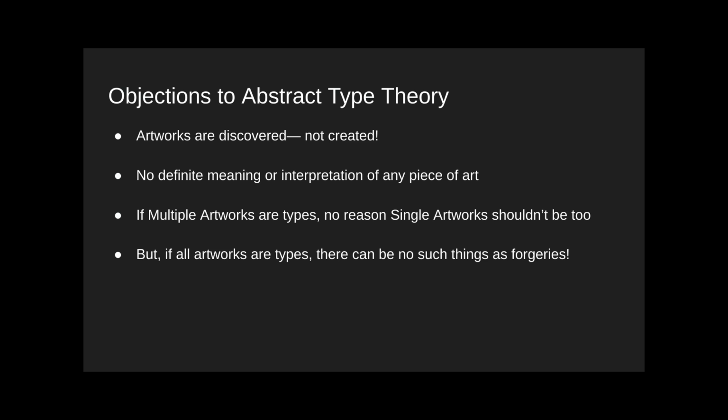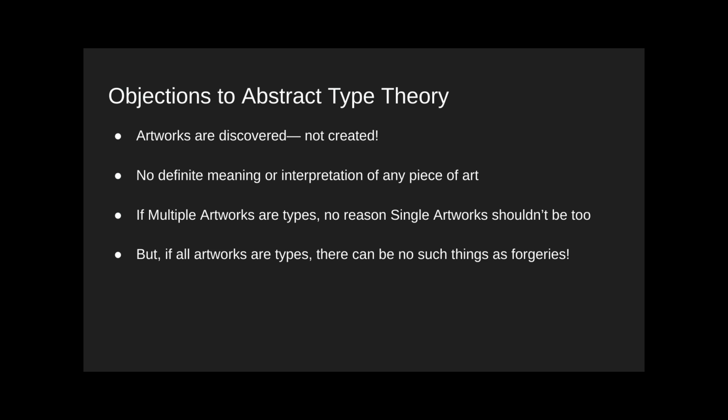So it seems very weird to say that artworks, like works of music or novels, are discovered. We often talk about them as being created. We say, yeah, Jane Austen created this new novel, Pride and Prejudice. But if the type theory is true, then our way of talking about that must be false. So that's one reason why you might think maybe the type theory is not true.